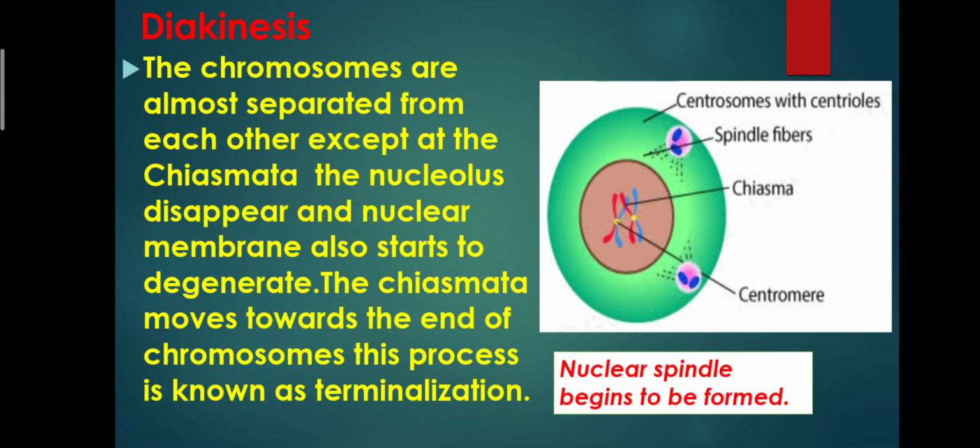Diakinesis. The chromosomes are almost separated from each other except at the chiasmata. The nucleolus disappears and the nuclear membrane also starts to degenerate. The chiasmata move towards the ends of chromosomes. This process is known as terminalization. Nuclear spindle begins to be formed.